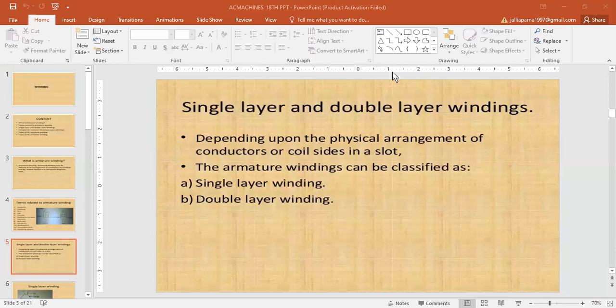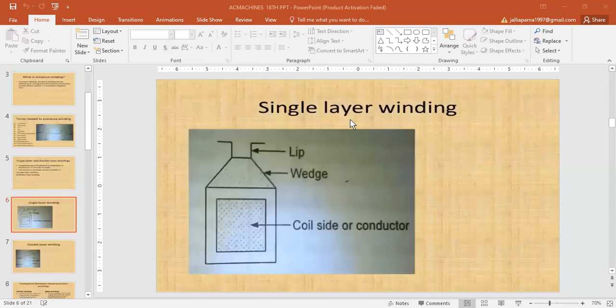Lap winding: single layer and double layer winding, depending upon the physical arrangement of conductors or coil sides. In short, the armature winding can be classified as single layer winding and double layer winding. Single layer winding has one coil side or conductor per slot.